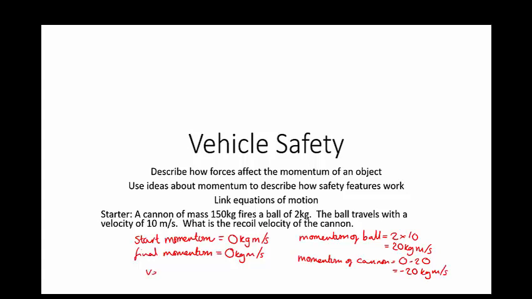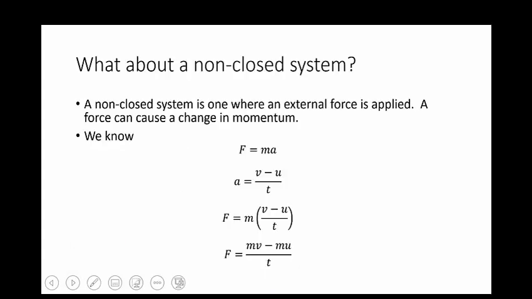Okay, and then to find the recoil velocity, we are going to have to take the momentum of the cannon and divide it by the mass of the cannon. So that's 20, or minus 20 if we're being exact, divided by 150, which gives us a velocity of minus 0.13 meters per second. Okay, and the minus shows it's going backwards.